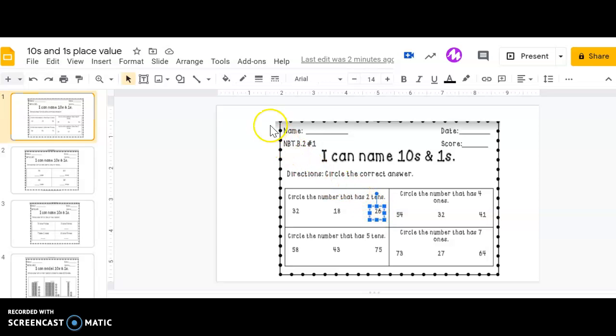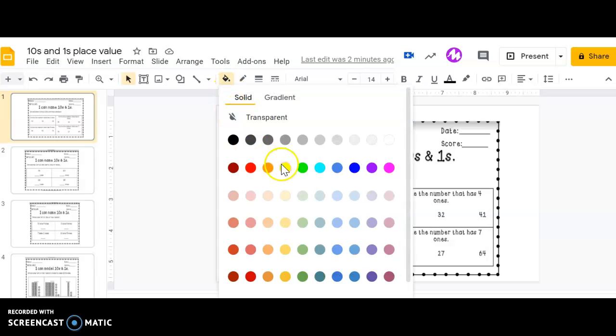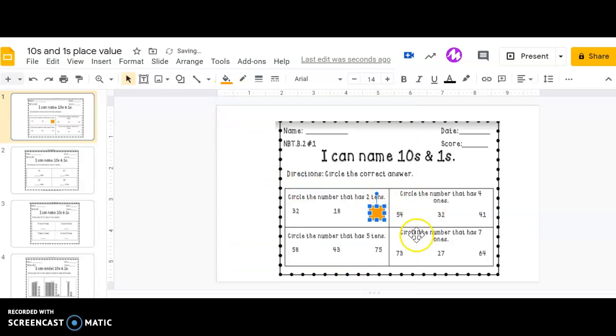I'm going to go up to my toolbar and find my paint bucket. I can fill it with any color I want. Okay, I want you to solve the other problems. It says circle the number that has five tens. Circle the number that has four ones, and circle the number that has seven ones. Okay, let me show you how to do our next slide.